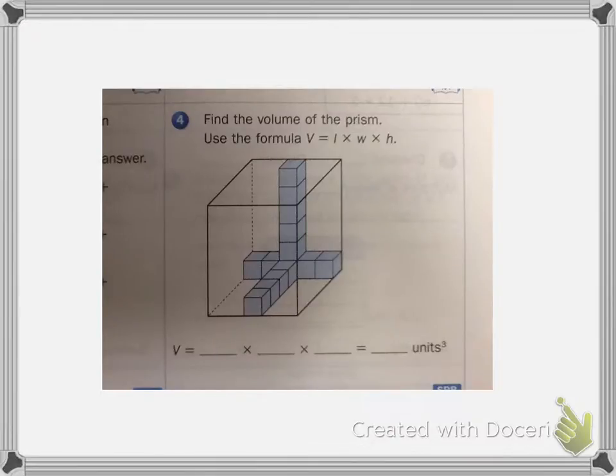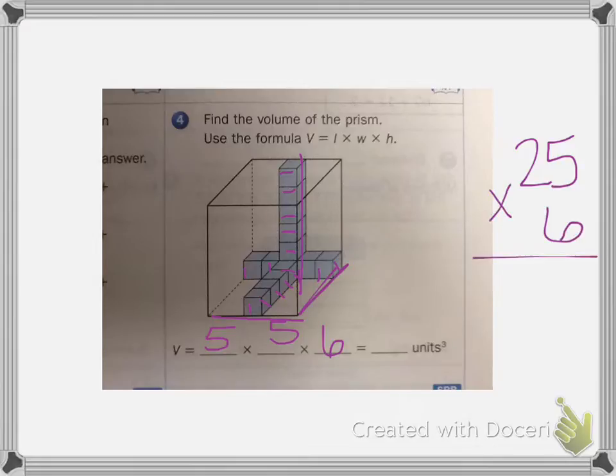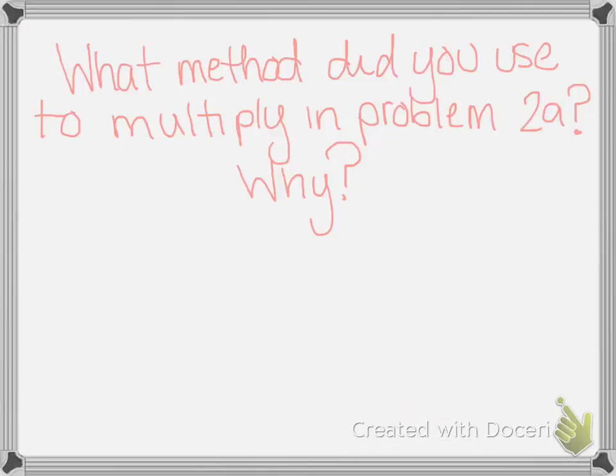Number 4 says find the volume of the prism. Use the formula volume equals length times width times height. So if I'm looking at the length, 1, 2, 3, 4, 5. The width, 1, 2, 3, 4, 5. And the height, 1, 2, 3, 4, 5, 6. 5 times 5 is 25. 25 times 6. 6 times 5 is 30. 6 times 2 is 12 plus 3 is 15. So the volume is 150 units cubed.